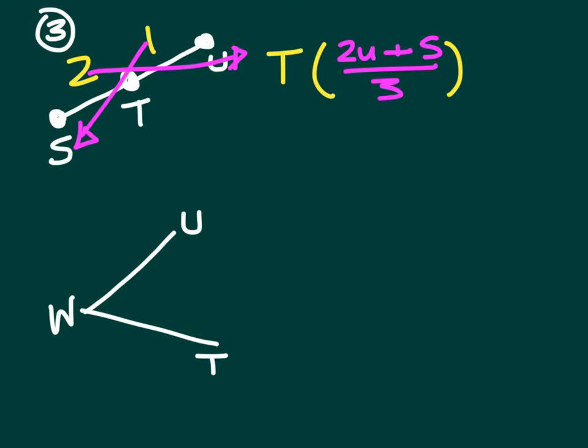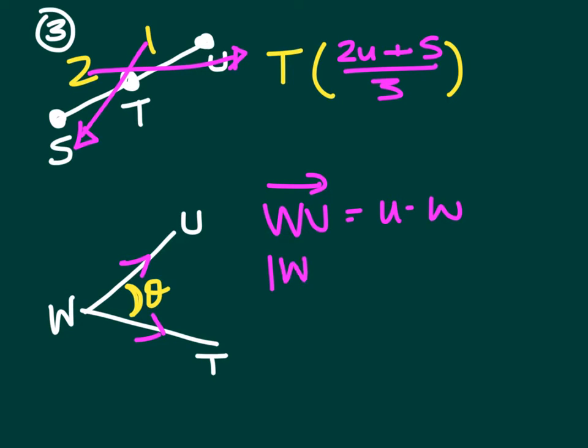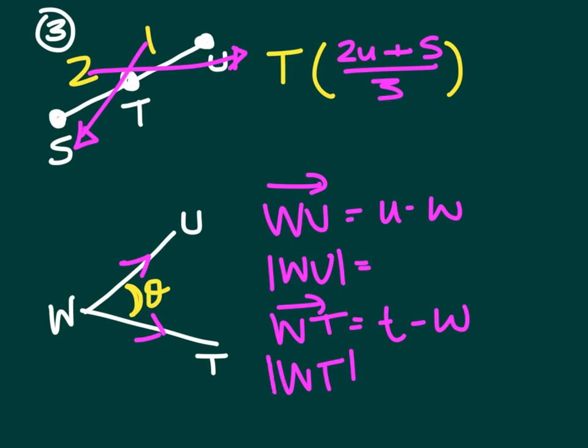Second part of the question, find the angle UWT. So that's this angle in here, which we'll call theta. We can find that if we can work out these two vectors. So first of all, work out vector WU, which is little u minus little w. Then work out its length. Then work out vector WT, little t minus little w. Then work out the length of that vector.